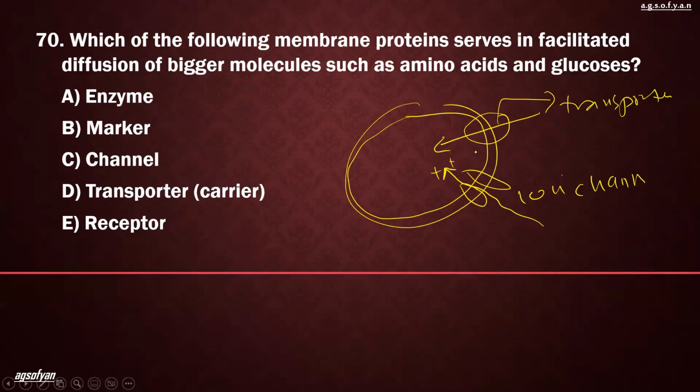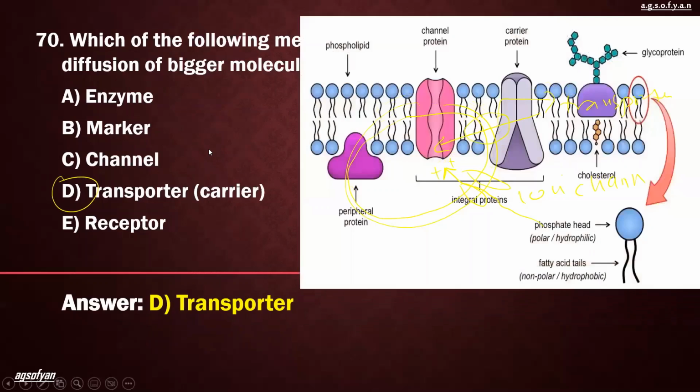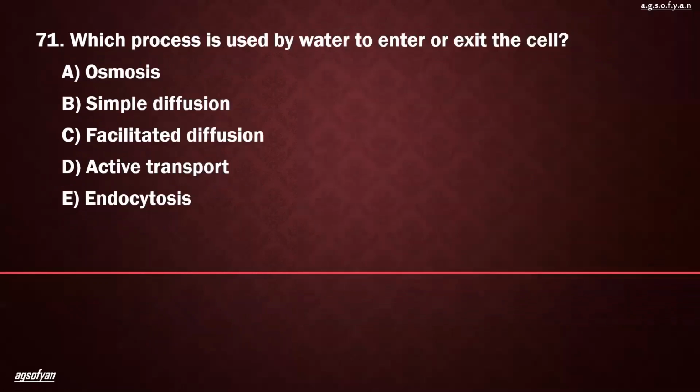So which one is used by glucose and amino acids to enter the cell? Transporter, D. It's going to be the transporter. Carrier or transporter. This is just an example of the picture.